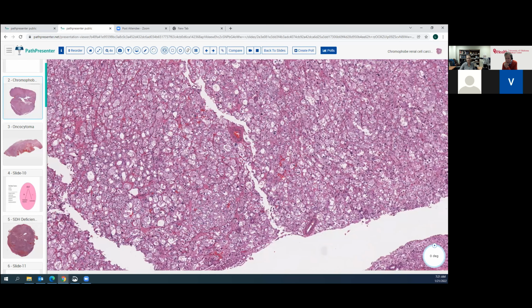Again, very high malignant cytology, bizarre nuclei, very papillary architecture, infiltrative. You'll also see some LVI in these neoplasms.